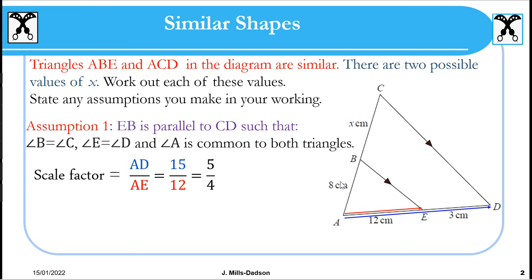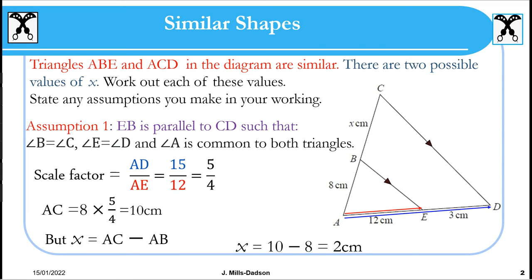This is treated in lesson 1 when we went through similar shapes the first time, so I suggest you watch that first. So we have 8 times 5/4, that's 10. The whole AC is 10, therefore BC or x is equal to AC minus AB, and that gives you 2. So this is the first case, where we compare corresponding sides.